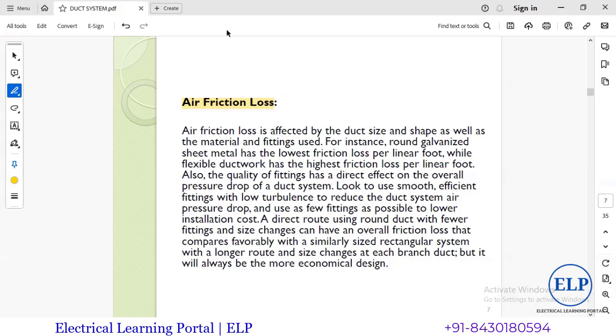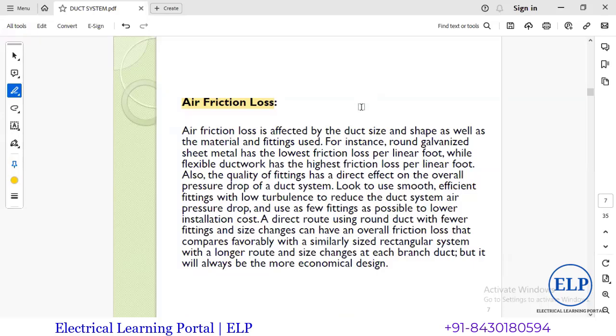So that is why you should use a proper material, duct size, shape, fitting, everything very properly. And the most important thing is that we have to follow the gauge here. Ducting will be given in gauges, like 22 gauge, 24 gauge, 20 gauge. So this is the reason why it's very important.